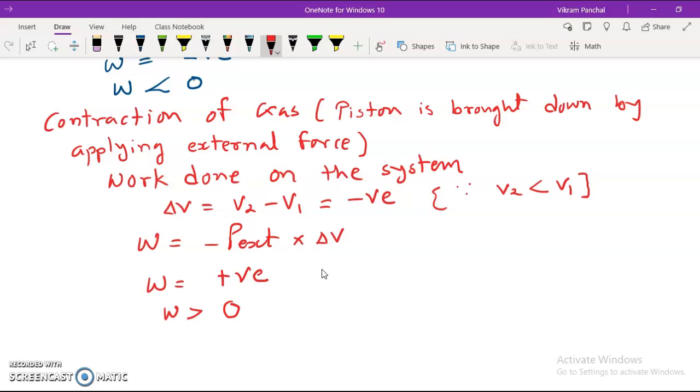So this way we can explain this work accordingly, either work done on the system or work done by the system. That's it in this lecture.